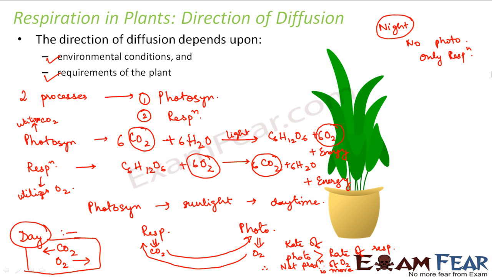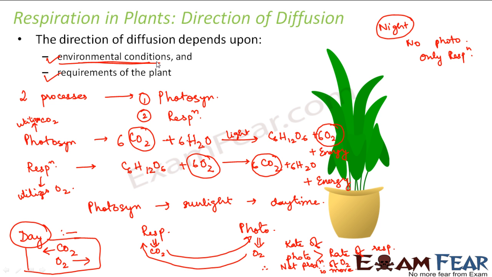So therefore the direction of diffusion in plants varies with the environmental conditions. Now you understand what it means by environmental condition, because whether it is daytime or night time depends on that, whether sunlight is present or not, because photosynthesis depends on the environmental conditions.